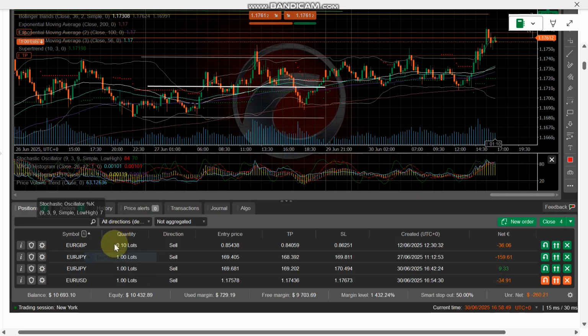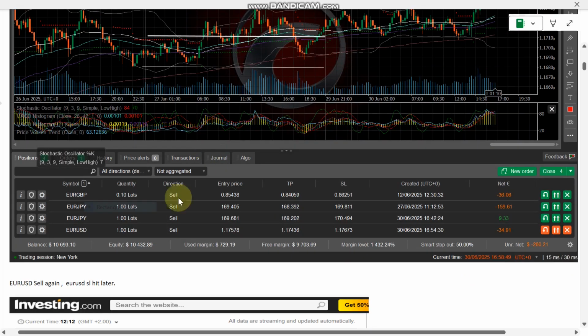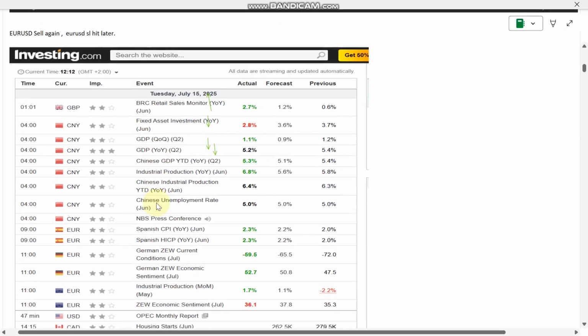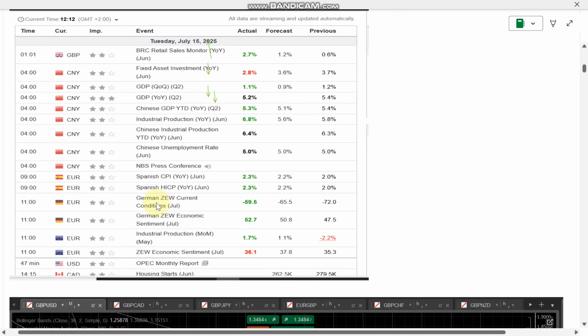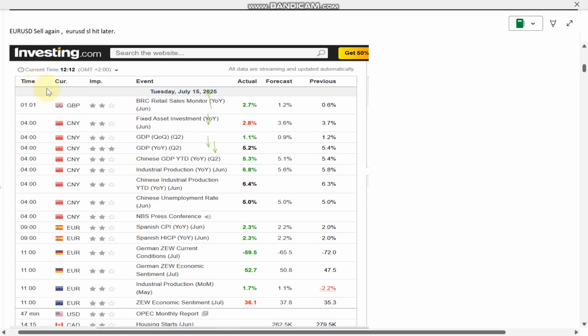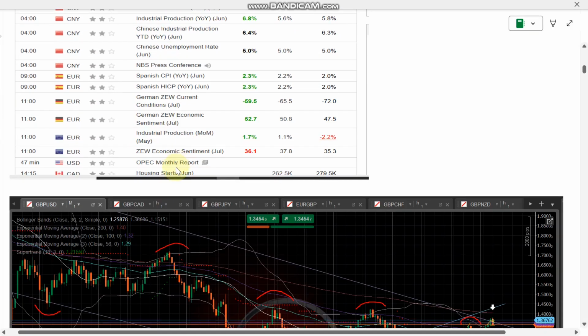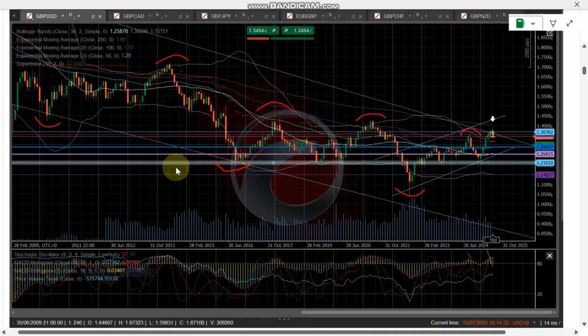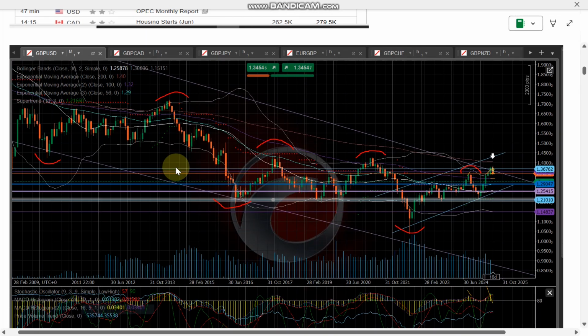It's the position still running. Euro USD is minus on the drawdown, and then I jump to the news on the 15th July. This is how the news looks, and I close, zoom in GBP USD.